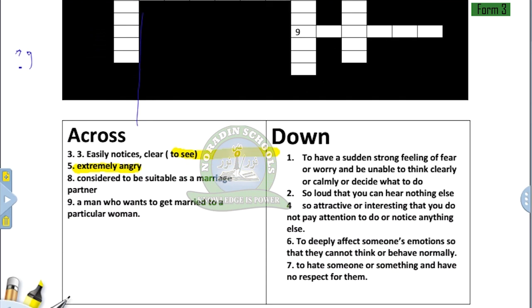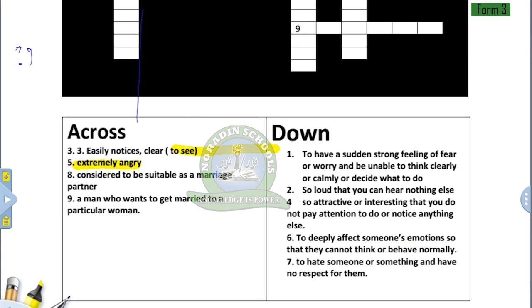Read this definition. Considered to be suitable as a marriage partner. So, which word can change the definition here? Considered to be suitable as a marriage partner. Which word can change? I already told you that in this lesson we will work together.